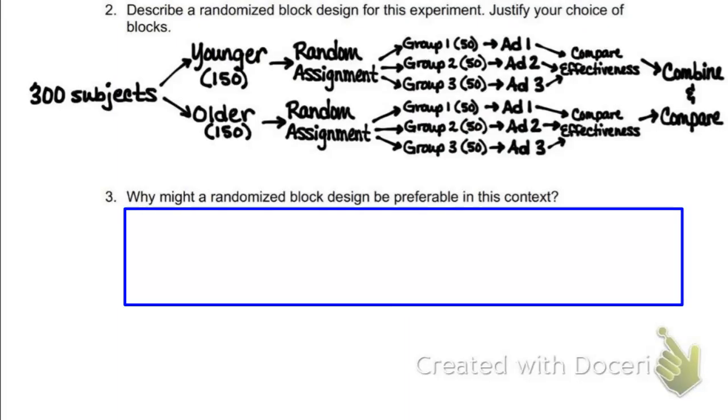All right, last question. Why might a randomized block design be preferable in this context? Why would a randomized block design be preferable in lots of contexts? What does it allow us to do? Yes.